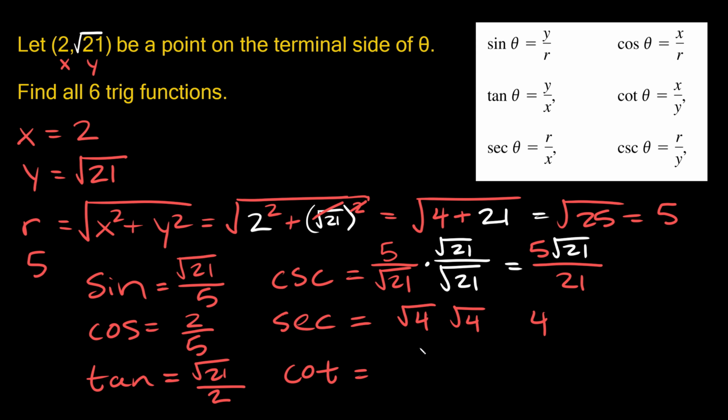Well, the square root of 4 is equal to 2. The square root of 4 is equal to 2, right? So 2 times 2 is equal to 4. So the same thing over here. The square root of 21 times the square root of 21 is equal to just 21, all right?